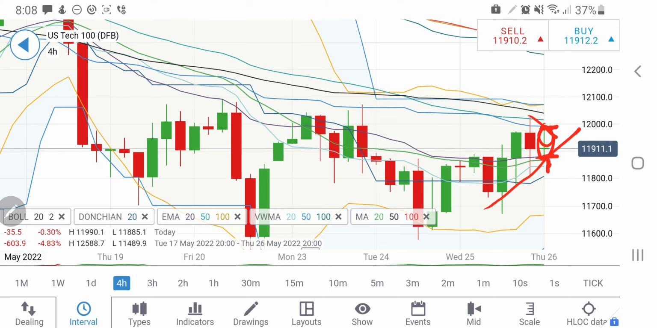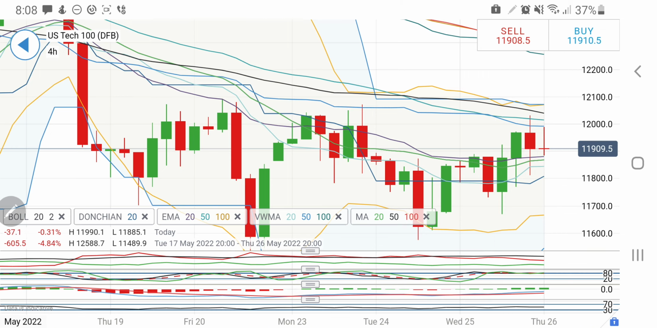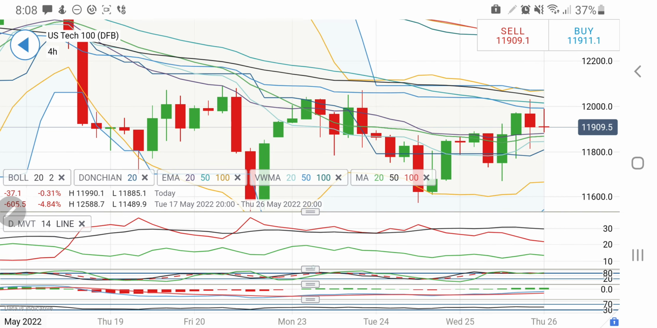Below 11,870, yes, you can go short for 11,850, 11,800 levels, stronger support, and below that it may try to drop sharply. So we have reduced our range: 11,870 to 11,980 do not trade. That is what is appearing here.